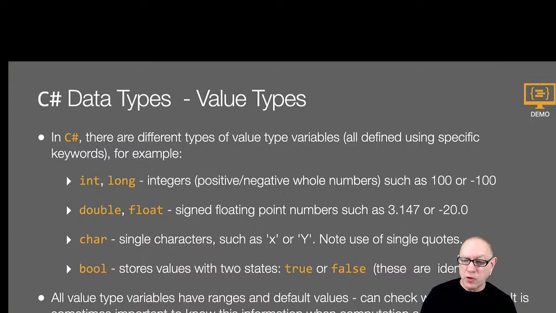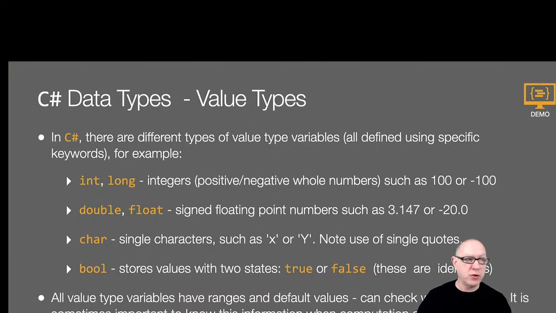So all of the value type variables, and that's what's key here, is that they're called value types. These are some of your default types that you would have had with Java as well. They have ranges, default values, and you can check these using sizeof. It's important to know this information when you do some kind of computation work a little bit later.